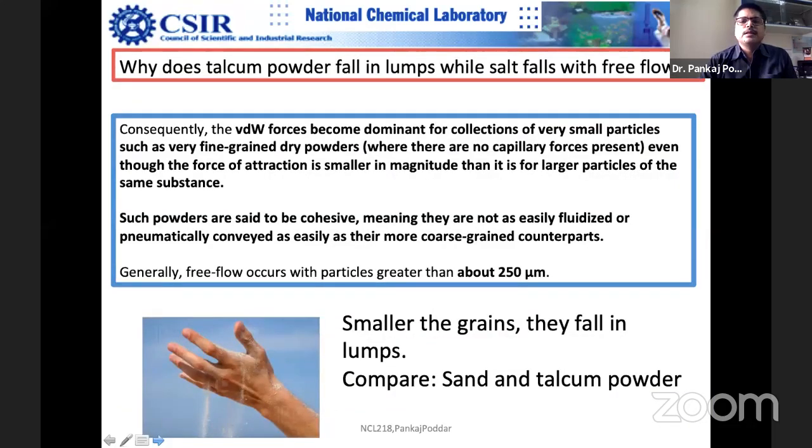So if you see that, free flow occurs with particles greater than 250 micron, which is quite large. You can start seeing that lump kind of formation when the particle size is smaller than 250. So we are here discussing dry powders, finely grained. We are not discussing capillary forces yet. In the next lecture on Monday, we are going to discuss capillary forces.